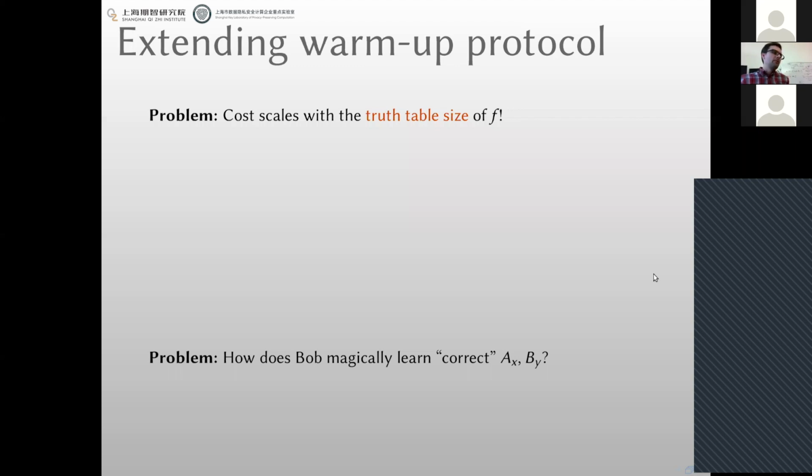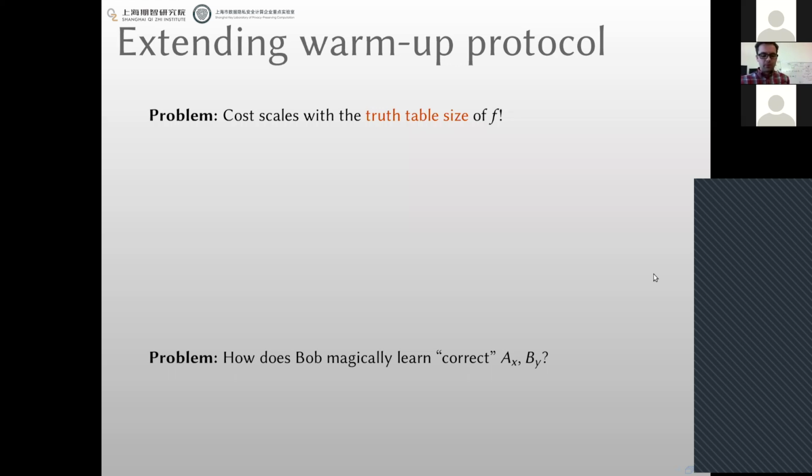Okay, so there is a problem with this protocol. You probably realized that when I described the protocol, I said, first you write down the truth table of this function. Well, the truth table of any interesting function is huge, exponentially large.